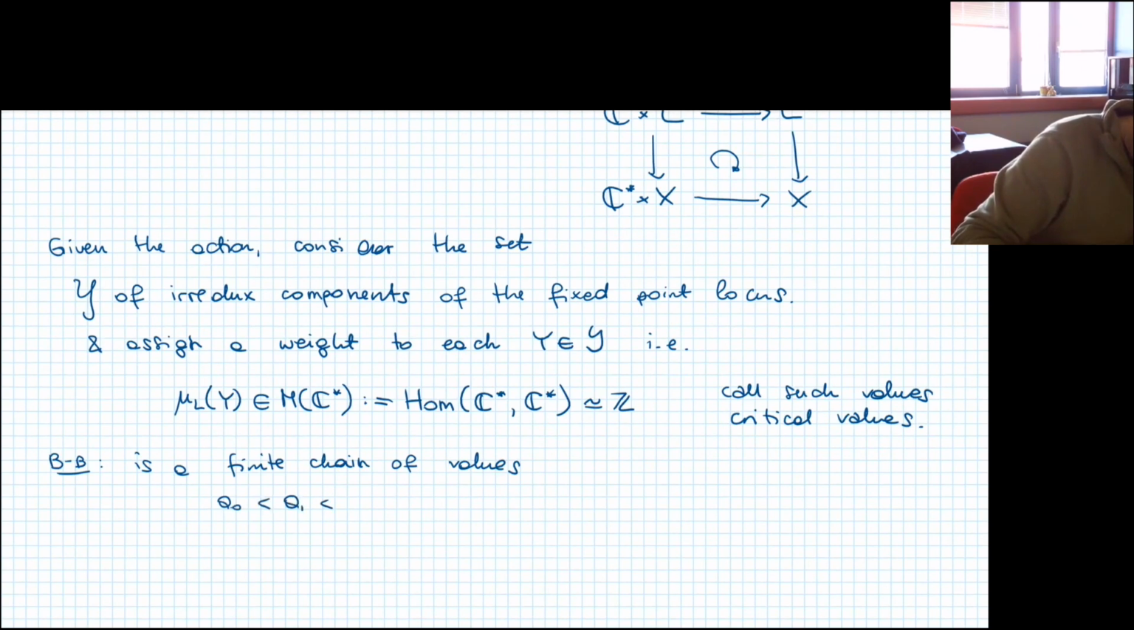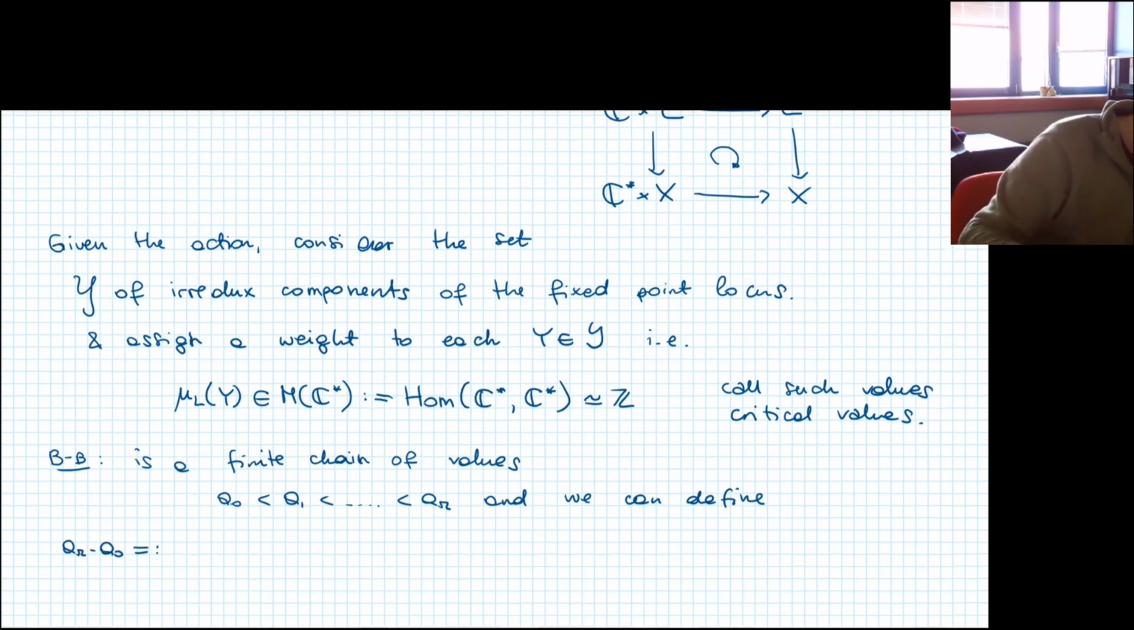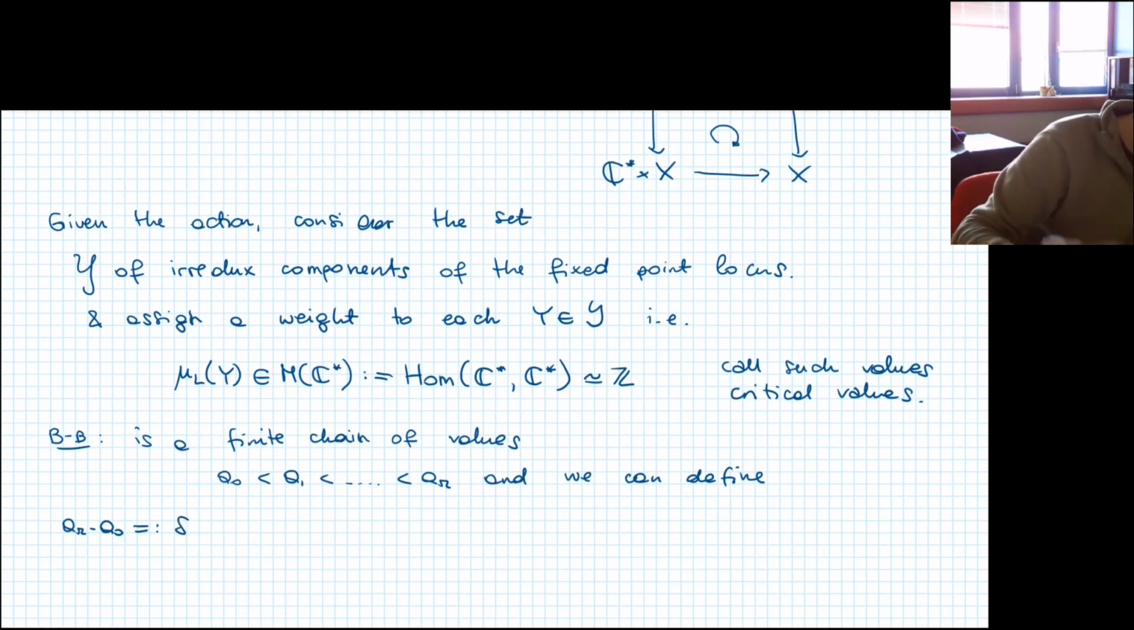a_0, a_1 to a_r, and we can define a_r minus a_0, delta, which is the bandwidth of the action. It is the criticality.